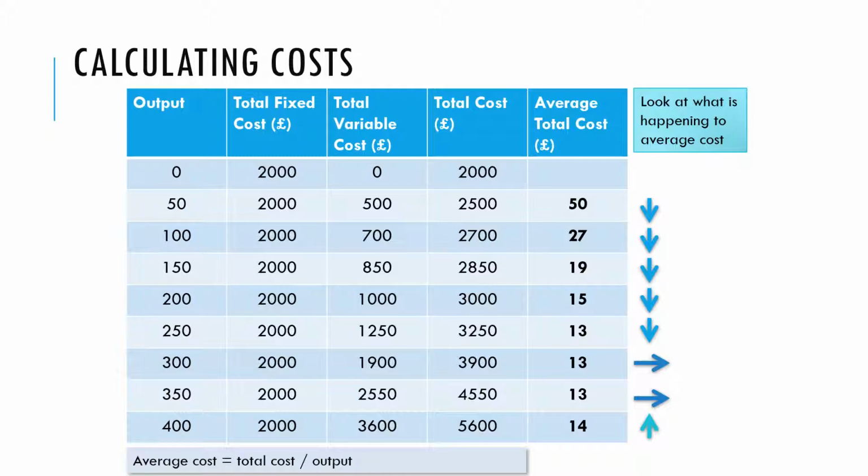Okay, then we've got average cost in the far right-hand column, and this figure is the total cost divided by the output. So if we've spent £2,500 to produce 50 units, on average, each unit has cost us 50 to produce. If we spend £2,850 to produce 150 units, on average, each has cost us 19 to produce. And what we might notice here, just in terms of this data, is that average cost is falling, unit cost is falling as we increase output. Here it remains the same, and then actually average cost is starting to rise again.